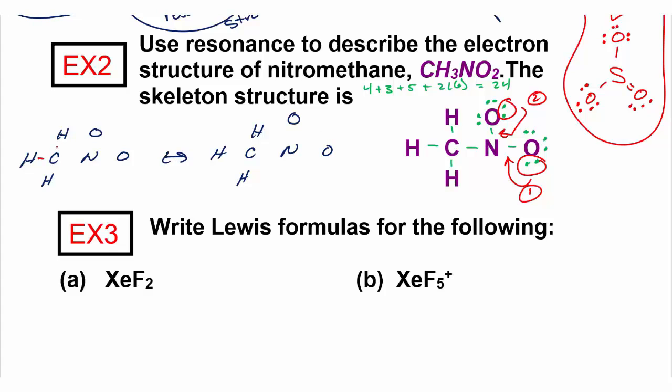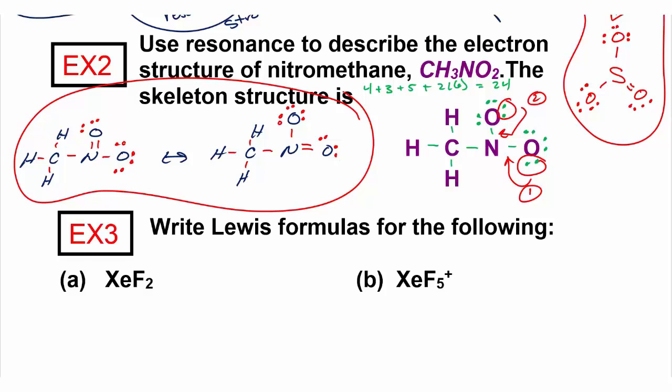Now let's put in the electrons. Double bond with this one first. Now let's make a double bond with the other oxygen. And there's our answer. The resonance description of nitromethane.